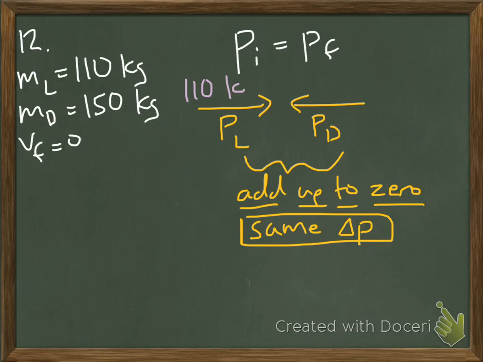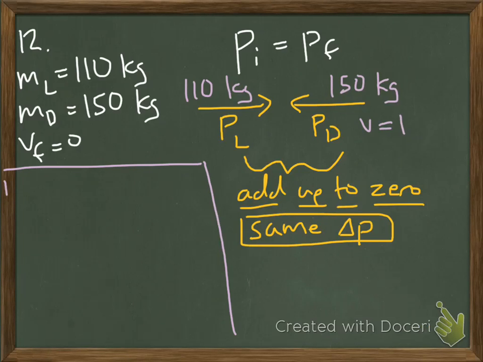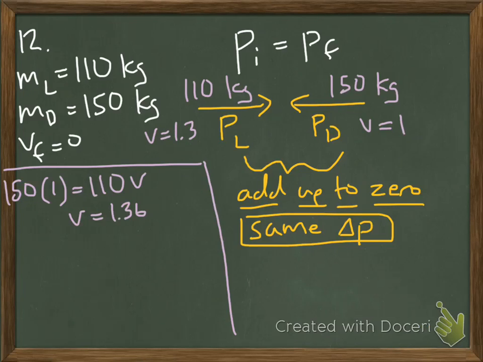Part 2, which player had the greater kinetic energy? Well, let's think about this. Let's plug in the masses on the diagram. I have 110 kilograms for that guy, 150 for that guy. Let's make up some velocities. I'm going to make up 1 for that guy, and let's see what it would be for the other guy. We know momentum is conserved, so I can set mv equal to mv over here. And for my velocity for the other guy, I get 1.36.